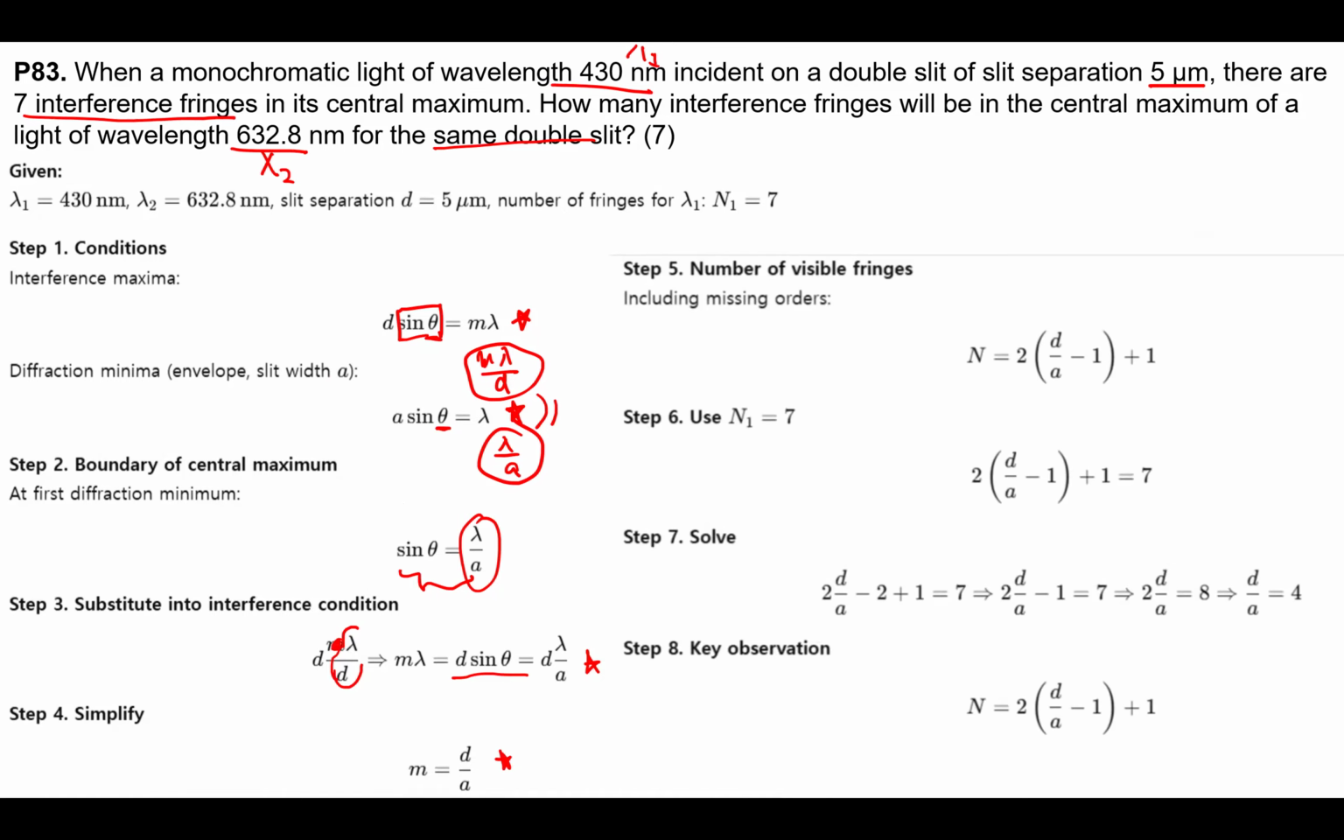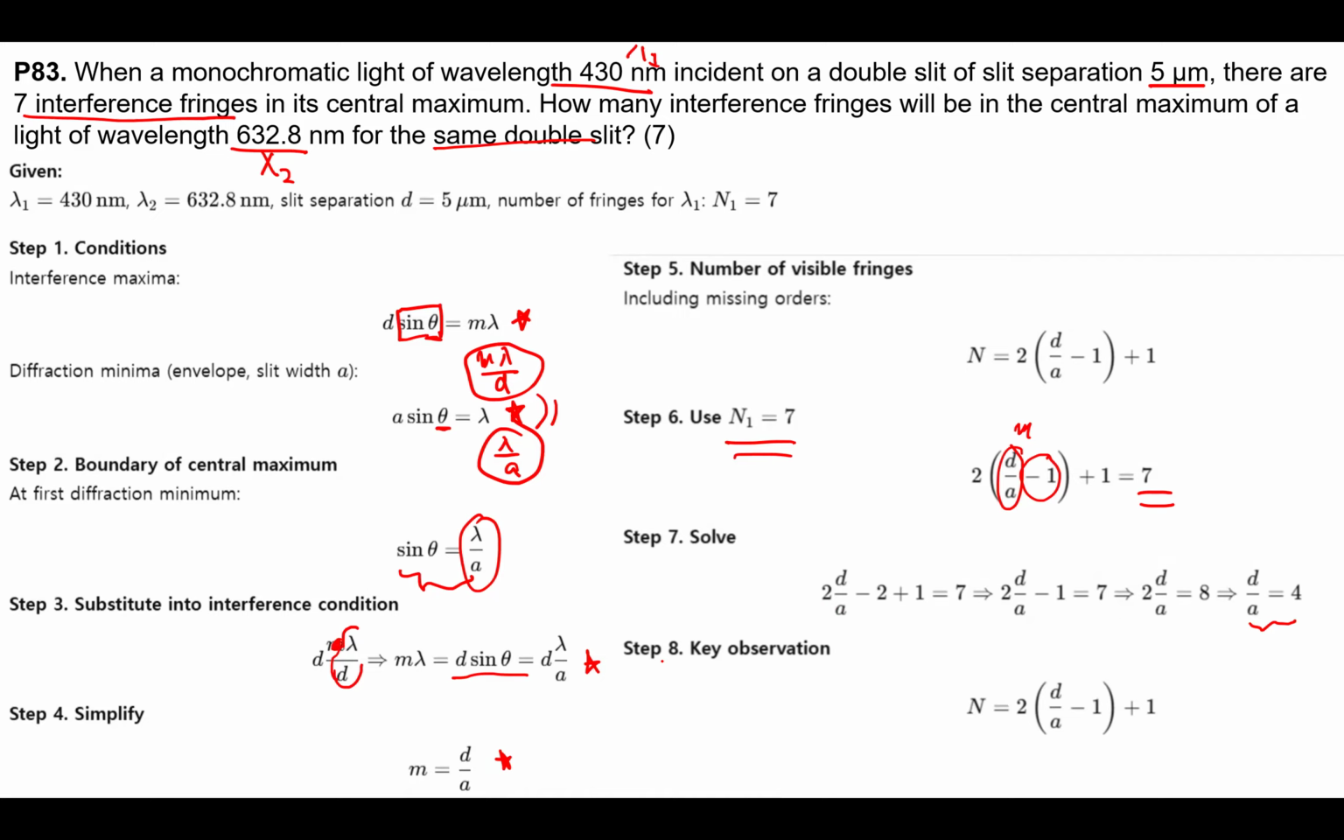And the number of visible fringes, including missing orders, we have talked about it. So N1 was 7, and then we get this is the M, counting the missing order, and then you get 7. So what we get is D over A is 4.